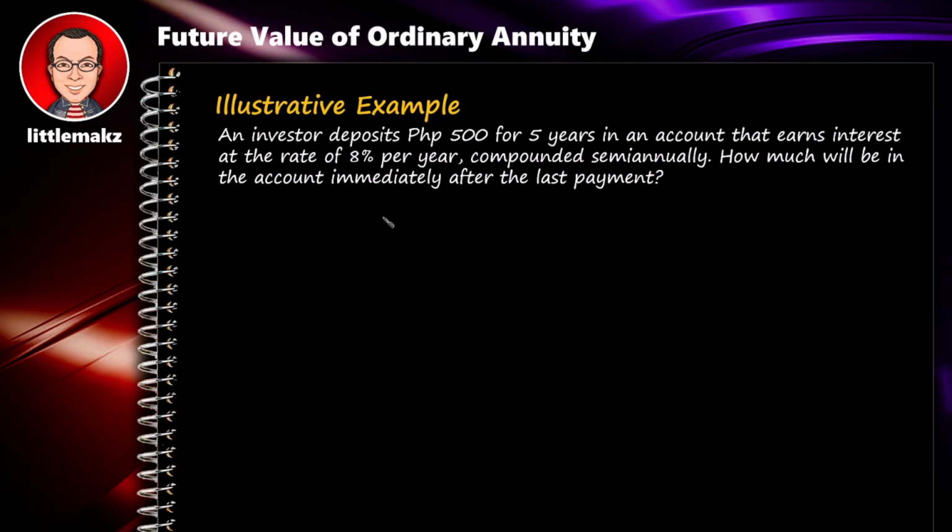First, we try to recognize what the givens are. Of course, we have R is equal to 500 pesos. Then we have i is equal to 8%, or this is basically equal to 0.08. Your time here is 5 years. And your m is 2, because it says here the compounding is semi-annually.